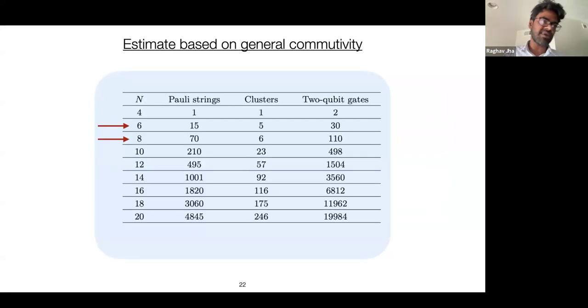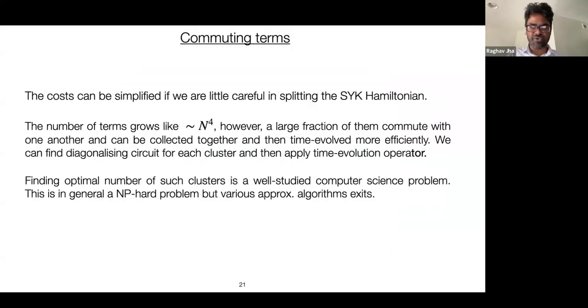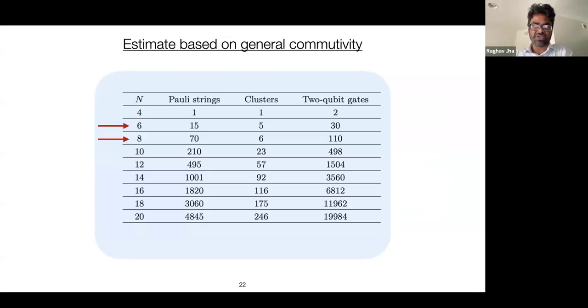So I think the number of clusters can be reduced, and it's also not very obvious that there might be some cluster which is greater in number but has fewer gates and so on. But those problems, I have not studied.